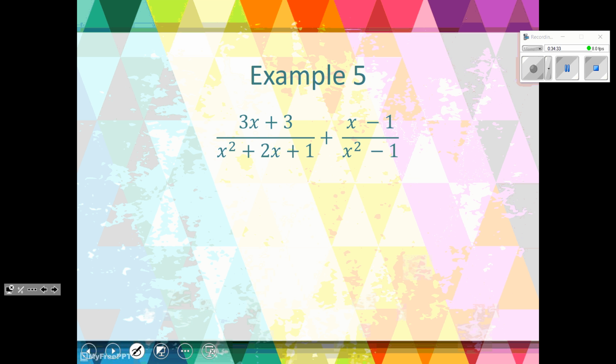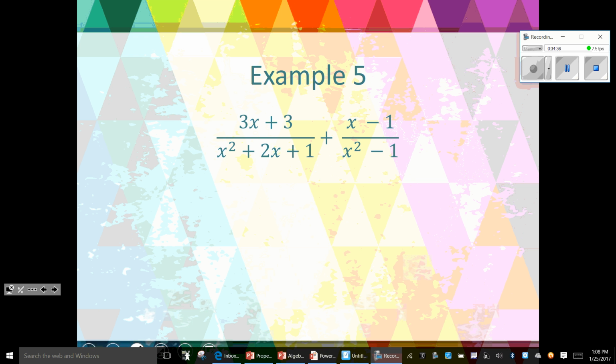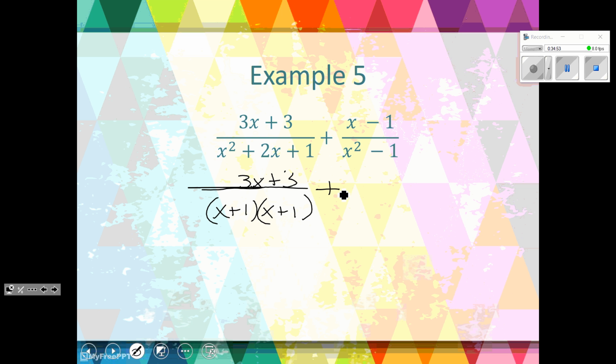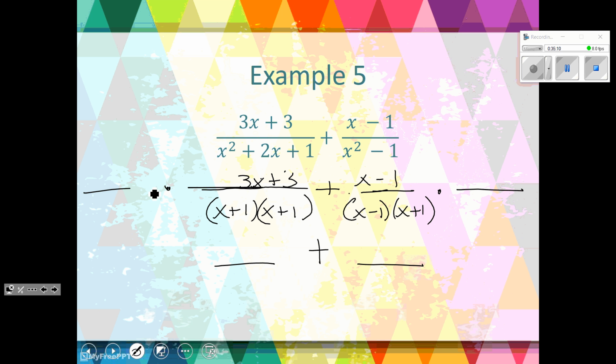So I want you to take a minute and factor these denominators. So I'm going to leave this. Even though I could take a GCF out, I'm going to leave this. I'm going to factor this into x plus 1 and x minus 1, and this is going to make x minus 1 and x plus 1. Okay? Then I'm going to set up my problem. I'm going to draw my blanks. So far, so good. Everybody with me?